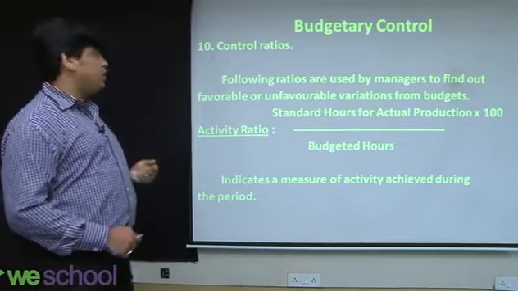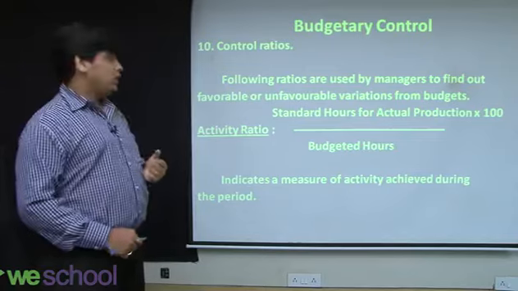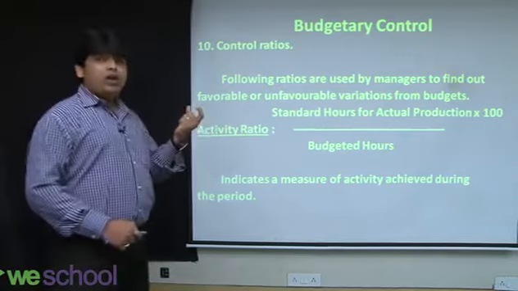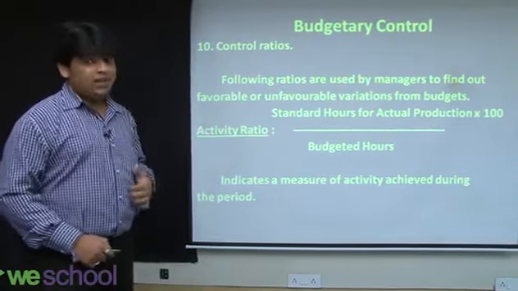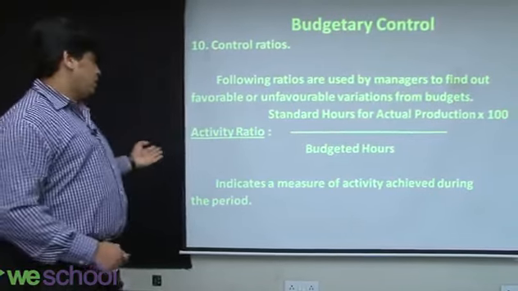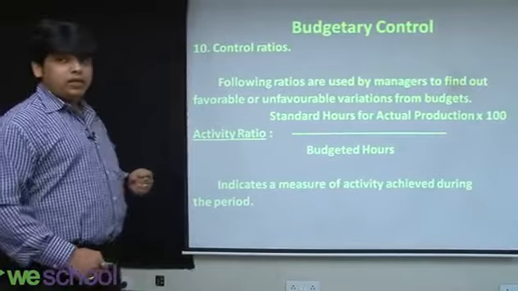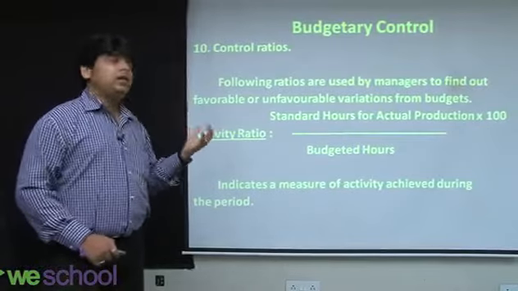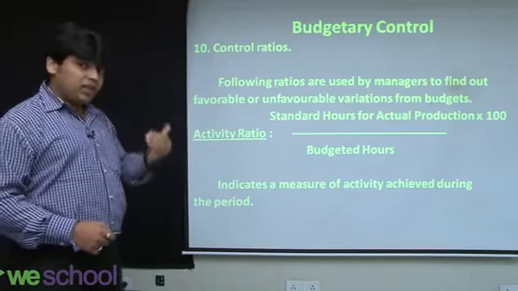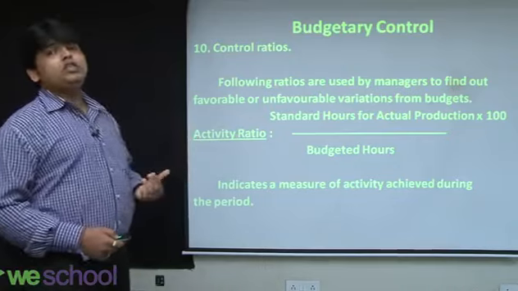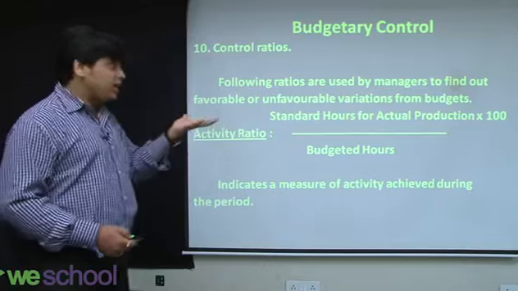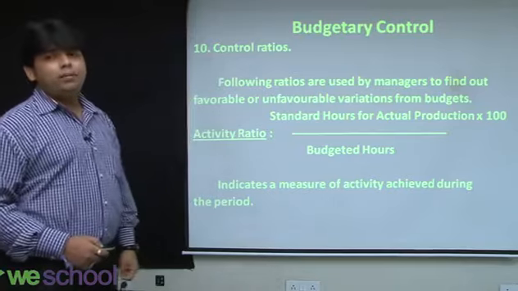For calculating the activity ratio: standard hours for actual production divided by budgeted hours, into 100. Suppose I have made a budget of 100 hours, but the actual hours are only 80. That means it is good. It is an indicator of the measure of activity achieved during the period. If it is more and more, we are nearer to the budget level. But if it is less than the target, definitely it is good. So if this ratio is less, it is good for the company; if it is more, it is a little bit bad for the company.